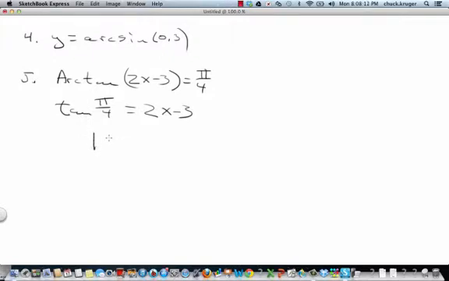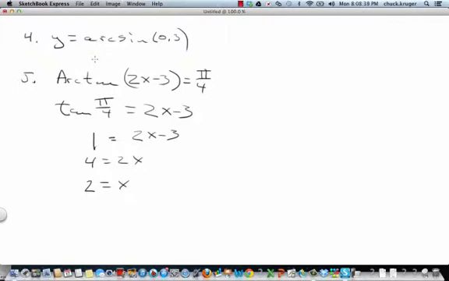Well, it is 1. It's the square root of 2 over 2 over the square root of 2 over 2, which is the sine of 45 degrees, or the sine of pi over 4 over the cosine of 45 degrees, or the cosine of pi over 4. So anyway, I get 1. I let 2x minus 3 equal 1. That means 4 is equal to 2x. That means that 2 is equal to x. And there's my solution.